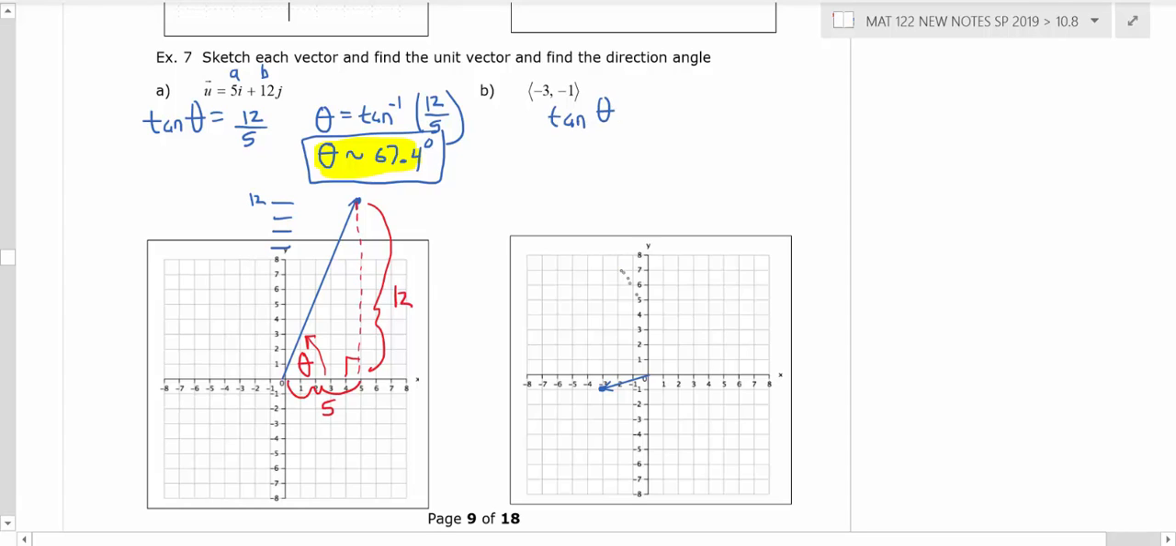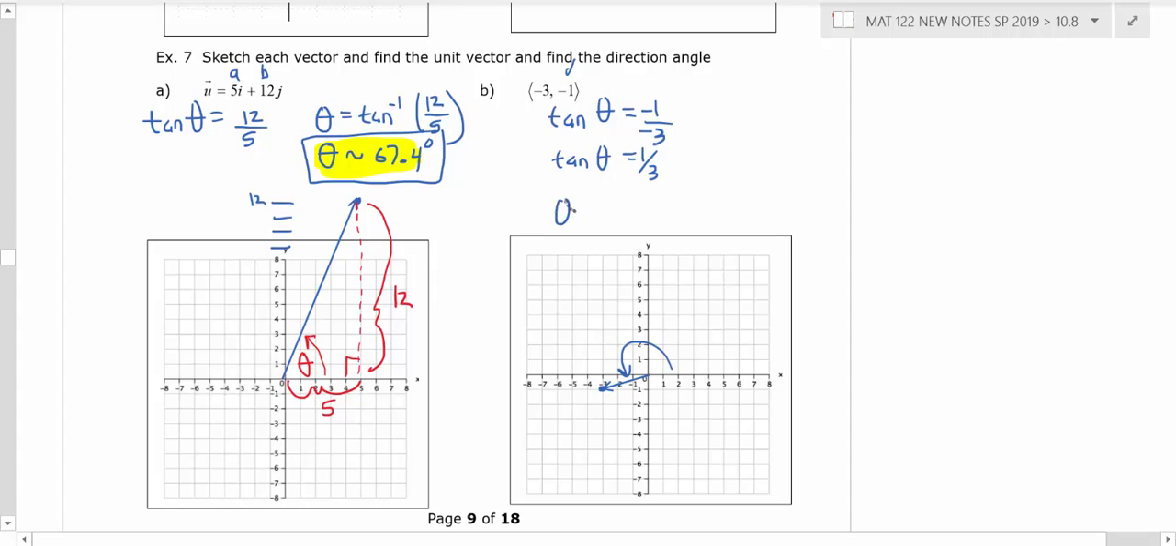So the tangent of this angle theta, and that angle theta is really going to be the reference angle there. So we have to do a little calculation on this. We're going to do B over A, -1 over -3, and we end up getting the tangent of theta equals 1/3. That isn't going to give us the direction angle. We have to do a calculation to get there. So you have to pay attention to how we get this.